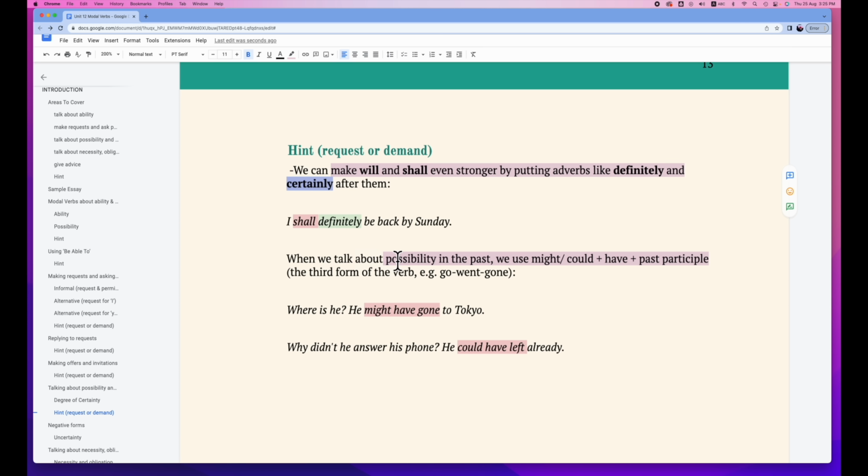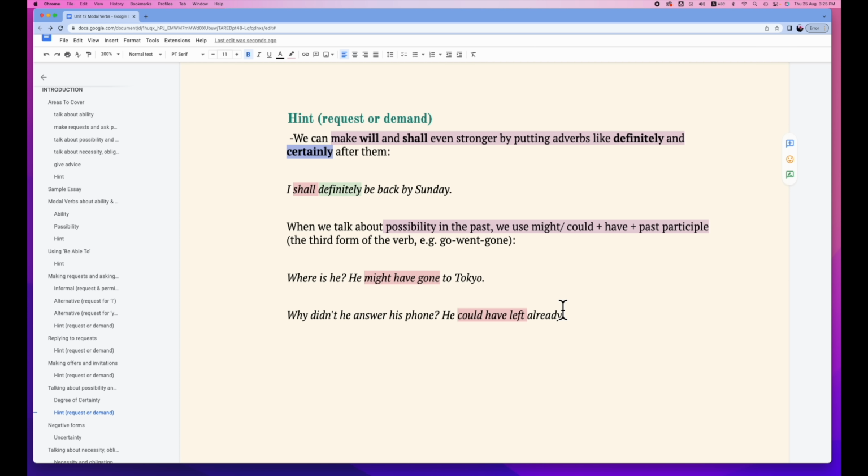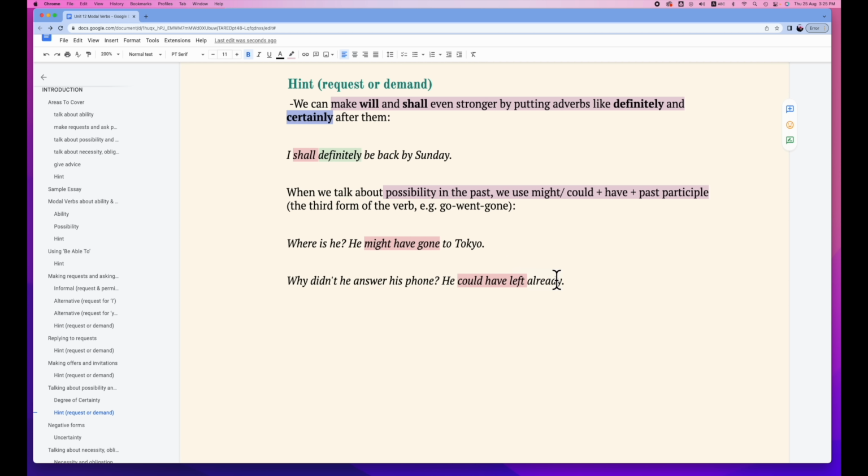There are some other adverbs that we could employ in order to make our expression stronger. Let's take a look at which adverbs we could use together with the modal verbs. We can make will and shall even stronger by putting adverbs, in color green, like definitely and certainly, after these modal verbs. I shall definitely be back by Sunday. When we are talking about possibility in the past, we use might or could plus have and a past participle. For example, where is he? He might have gone to Tokyo. Why didn't he answer his phone? He could have left already.